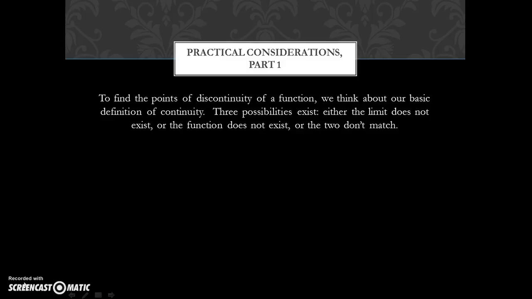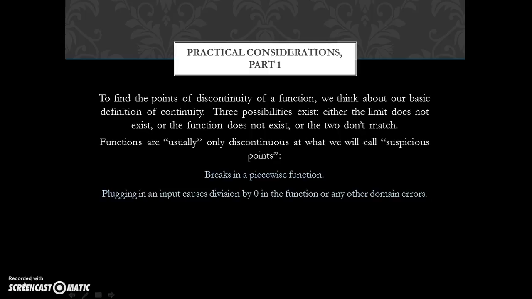Let's look at some practical considerations. To find the points of discontinuity of a function, we think about our basic definition of continuity. Three possibilities are evident. Either the limit does not exist, the function does not exist, or the two don't match. Functions are usually only discontinuous at what we'll call suspicious points. Basically breaks in a piecewise function, or if you've got some sort of a rational function where you might have a division by 0, or any other domain errors may cause a point of discontinuity.